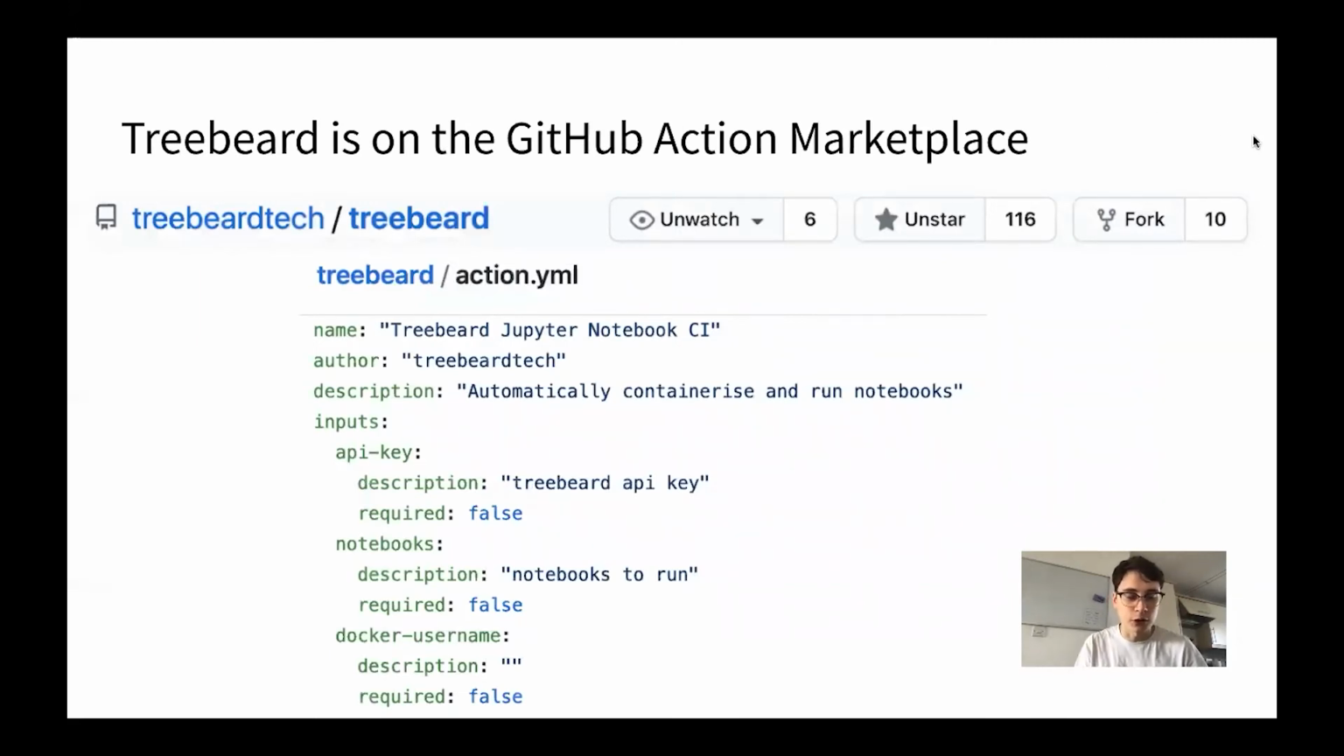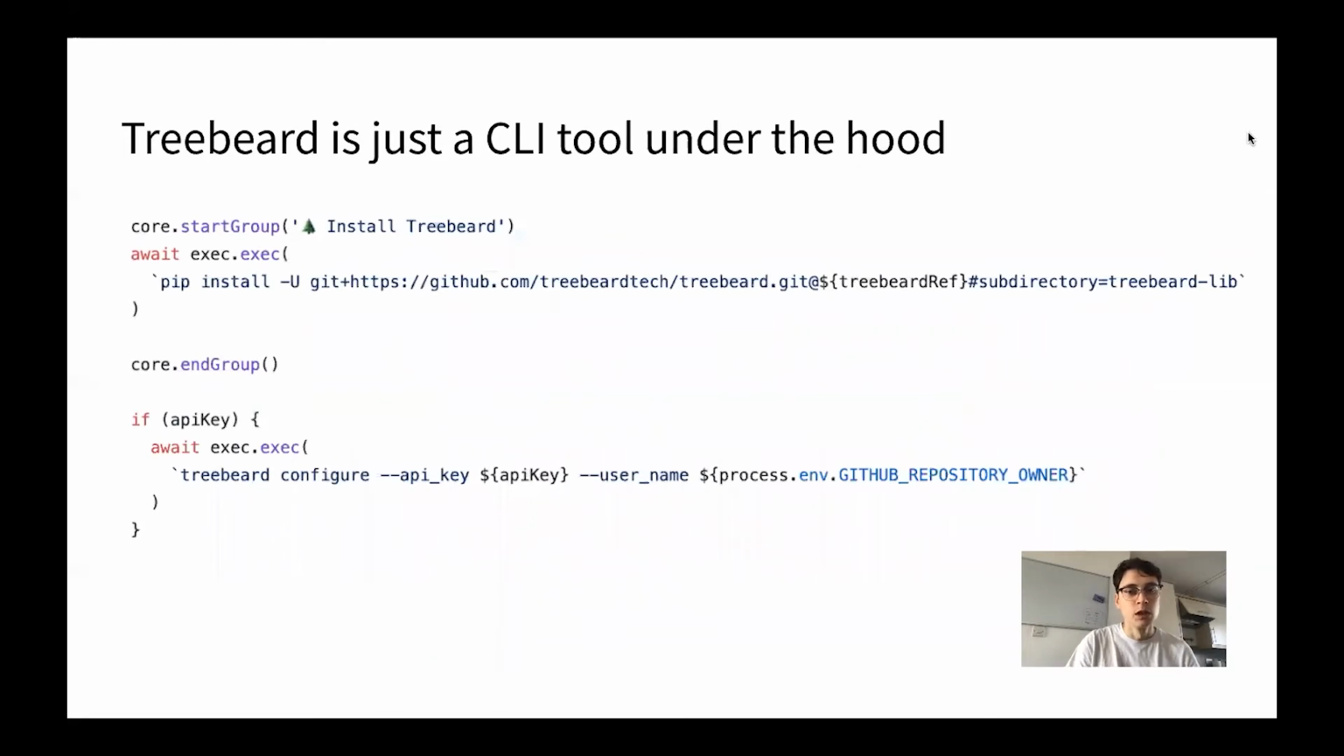So the last action used there was Treebeard, and to show you how it works under the hood, every action is just a repo with an action YML file in it. It provides the metadata. Most importantly, though, it provides inputs, so parameters that you can pass in. And once you have this in your repo, you also need some implementation files, but this will allow people to use your action in their own workflow files.